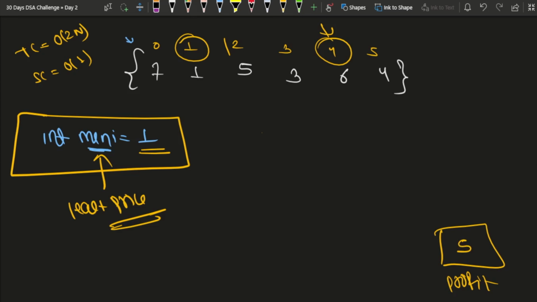And again we will compare our mini, which is 1, and the value present at this index, which is 6. What is the minimum? Minimum is 1, which is already there. So we do not need to update it.